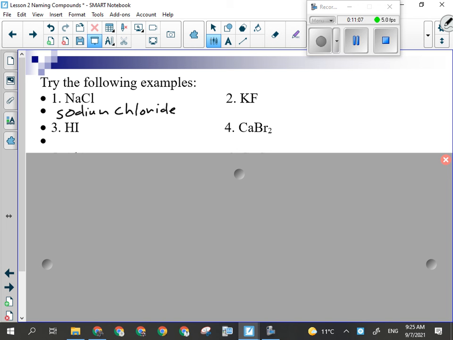Number 2, very similar to that. K stands for potassium. F stands for fluoride. I never spell it right. It's U first, isn't it? No, it isn't. Yeah, it is. See, it's U first, but I always spell it like "floweride", because it never looks right to have the U first.